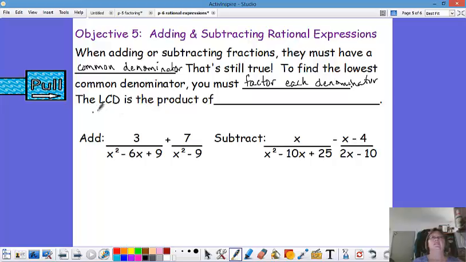And then to find the lowest common denominator, it is the product or the multiplication of each factor, the highest number of times it occurs in either denominator. The highest, that sounds a little weird, but we'll see what that's talking about. The highest number of times it appears in each denominator.